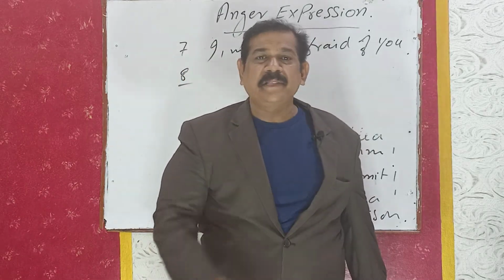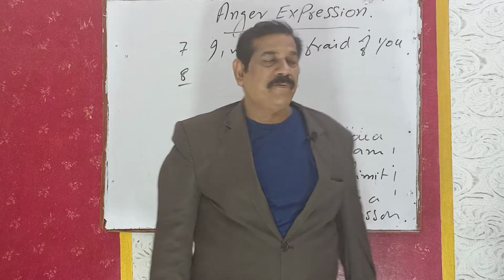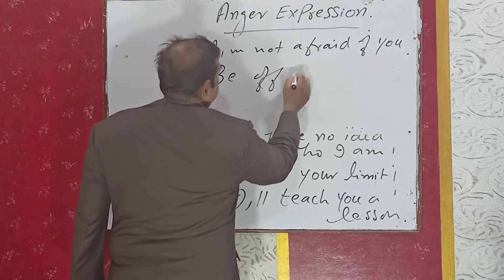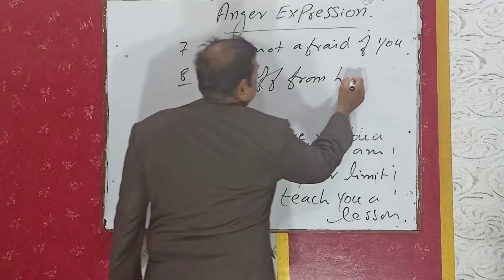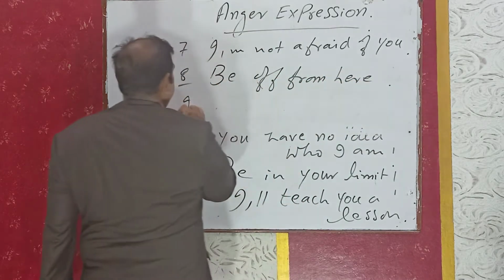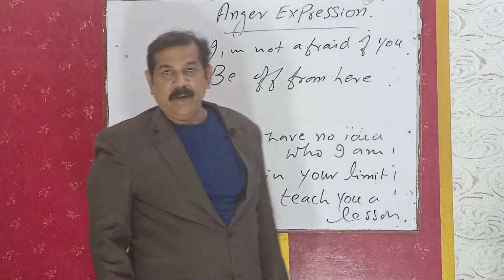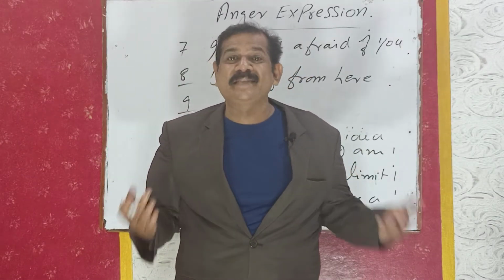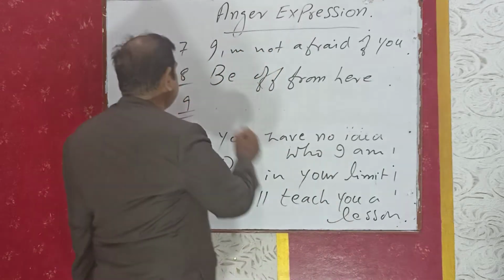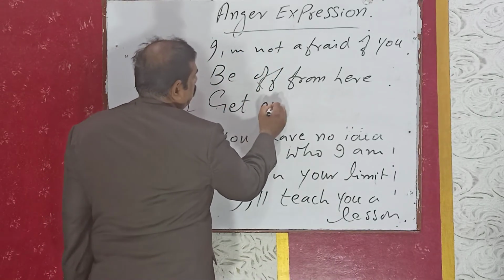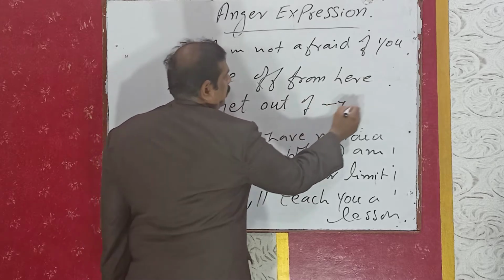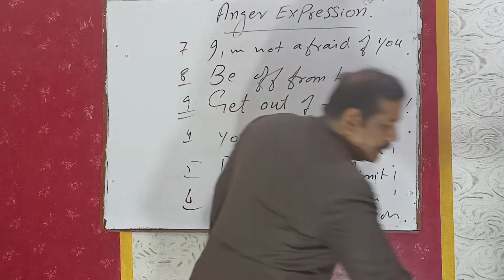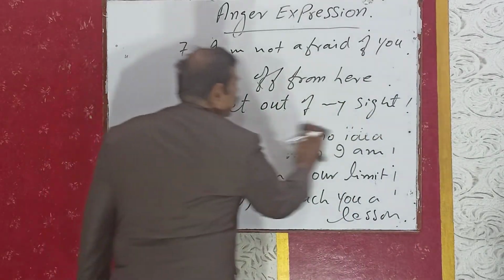Be off from here. दफा हो जाओ यहाँ से. Be off. It's also be off from here. O-double-F. Be off from here. And we have get out of my sight. Get out of my sight. It's also a nice expression of anger.